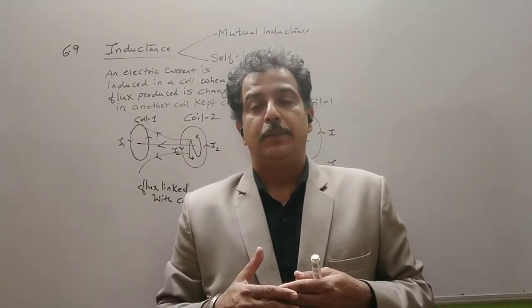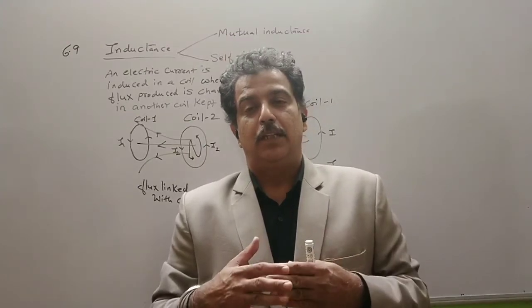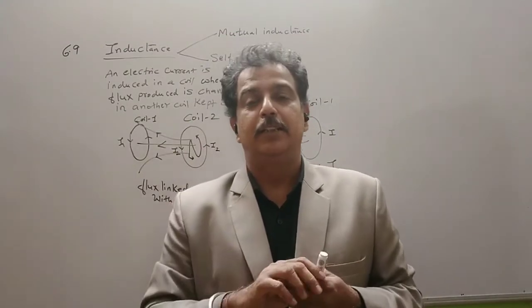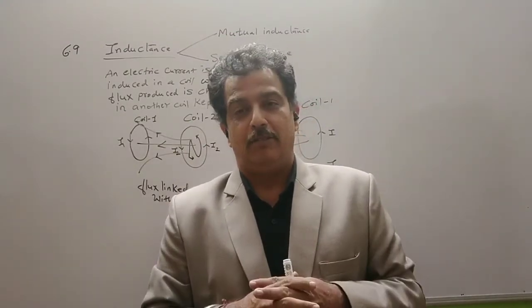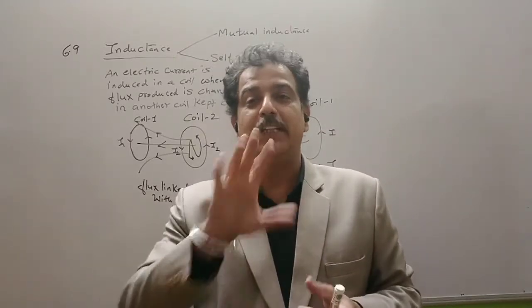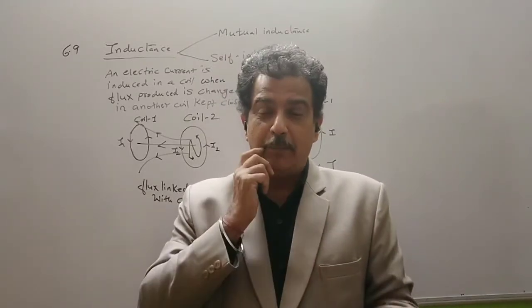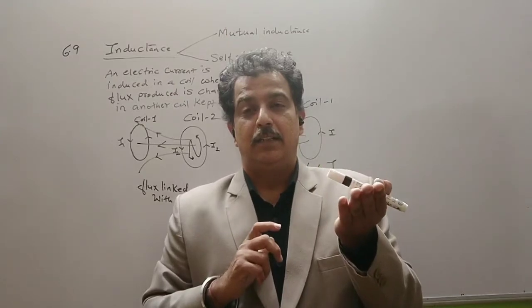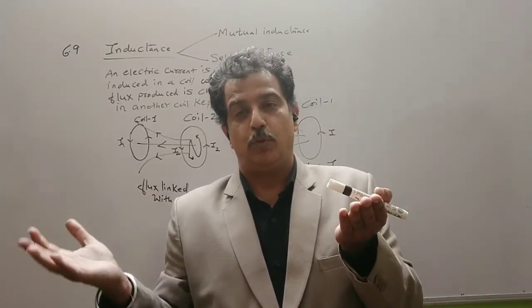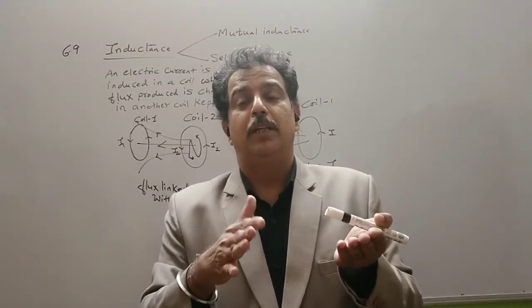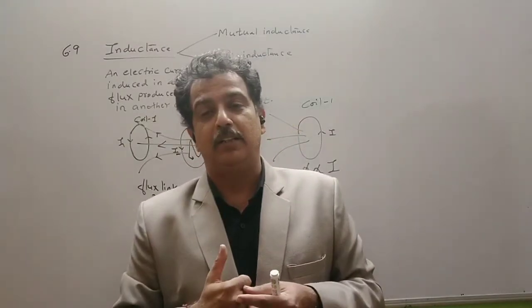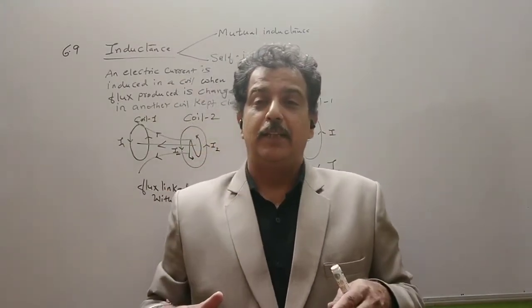Self-inductance means you increase or decrease the current in the coil itself. So the magnetic flux is linked with itself. And as the magnetic flux increases, it should oppose. So the induced current will be opposite to our applied current. So it is like this.